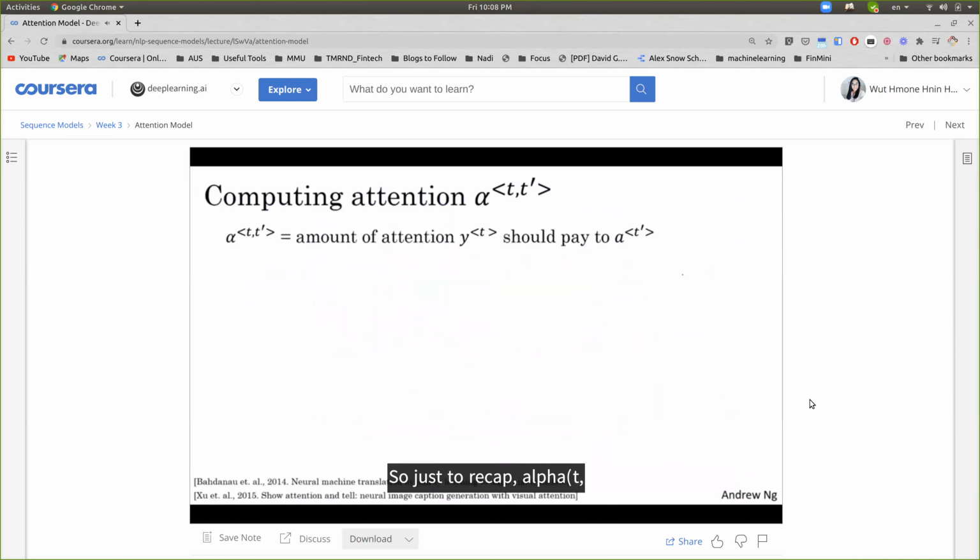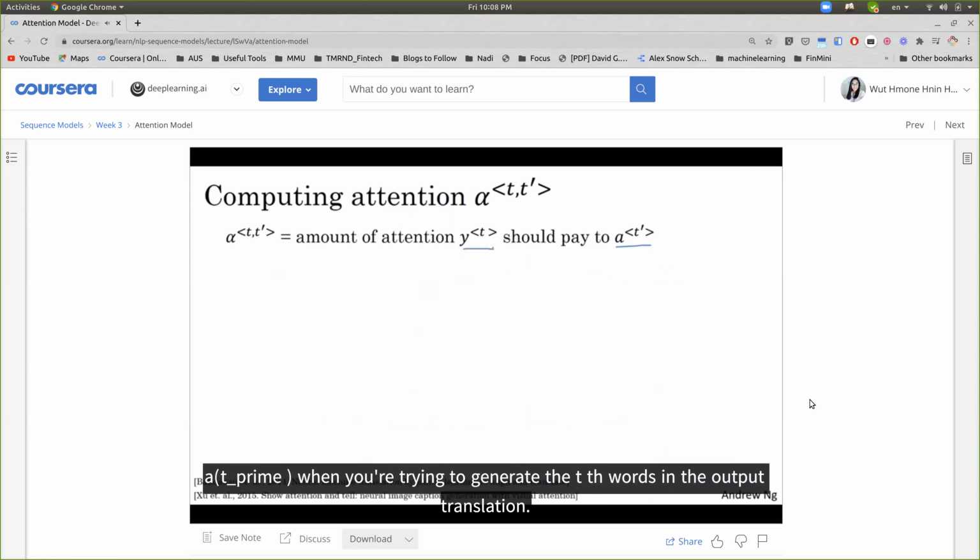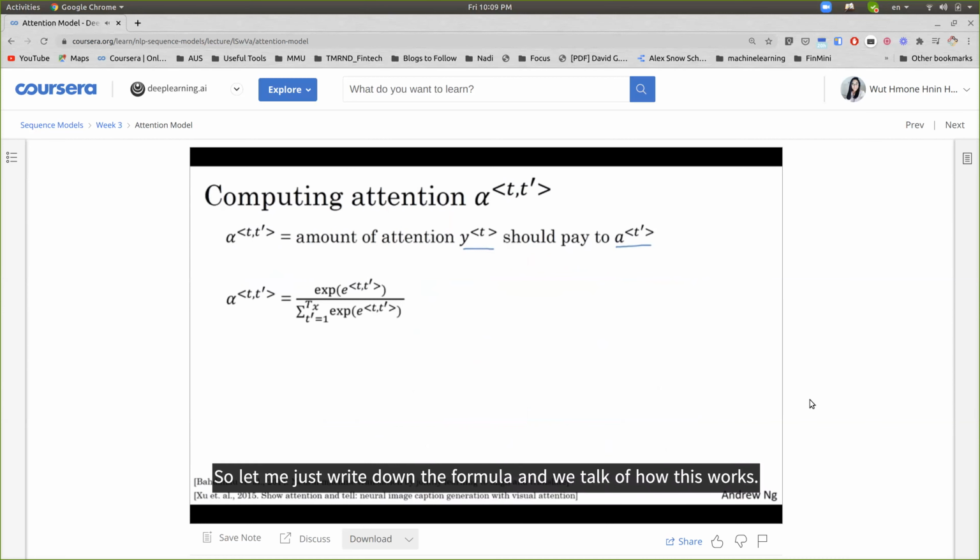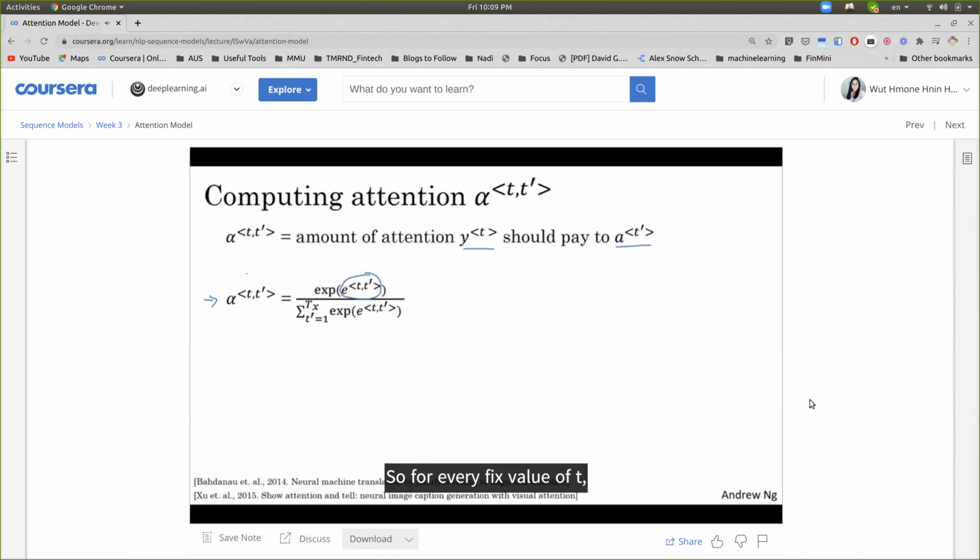So just to recap, alpha t t prime is the amount of attention you should pay to a t prime when you're trying to generate the t word in the output translation. So let me just break down the formulas and talk about how this works. This is a formula you can use to compute alpha t t prime. So we're going to compute these terms e t t prime and then use essentially a softmax to make sure that these weights sum to 1 if you sum over t prime. So for every fixed value of t, these things sum to 1 if you're summing over t prime.